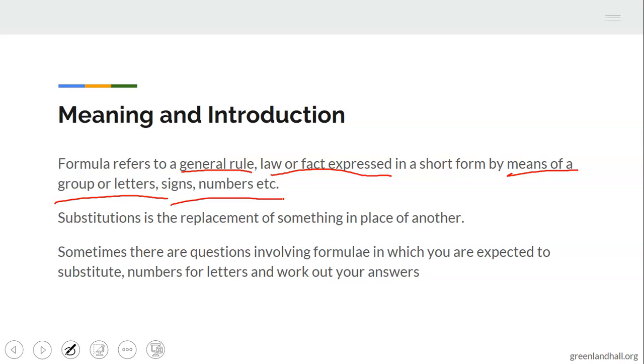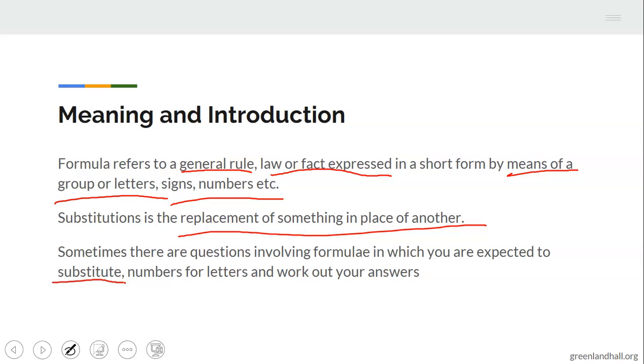So how about substitution? Substitution is a replacement of something in place of another. I'm going to demonstrate here. Sometimes there are questions involving formula in which you are expected to substitute. Now, substitution is not a big word. It is something that you change for another thing. You can use number for letters, and you can use letter for number. Look at what I want to do.